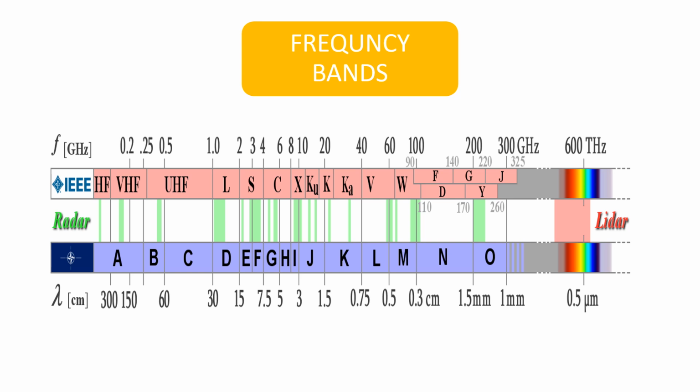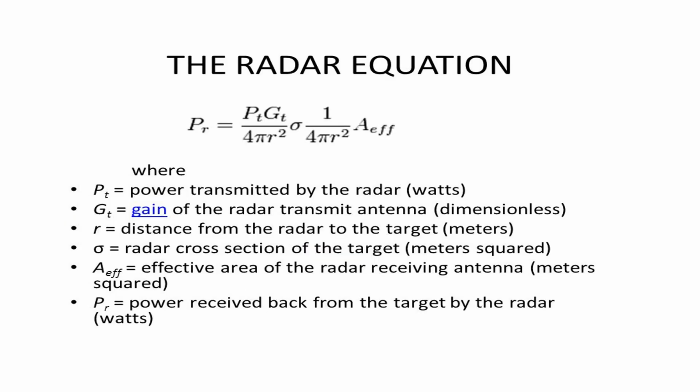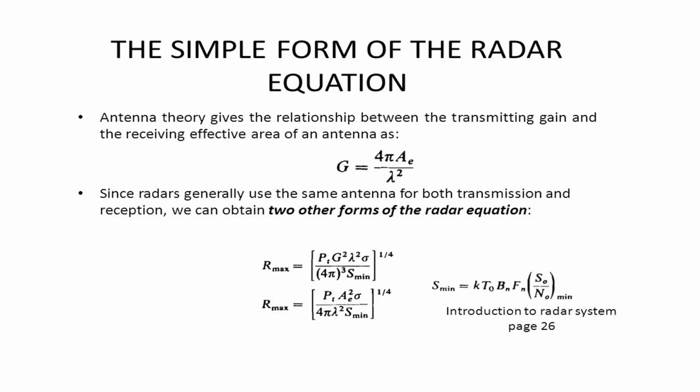So this is the mathematical equation for finding the power back to the antenna. So here is the equation. PT is the power transmitted by the radar. GT is the gain of the radar transmitting antenna. R is the distance from the radar to the target. Sigma is the radar cross section of the target. A effective is the effective area of the radar receiving antenna, while PR is the power received back from the target by the radar. So this is the simplified form of the radar equation.